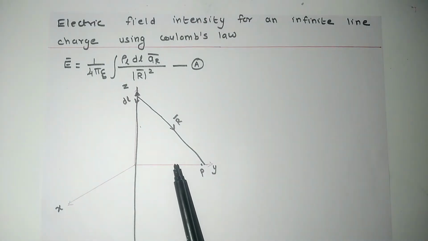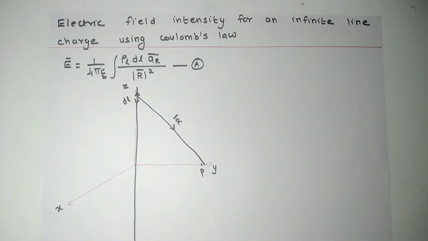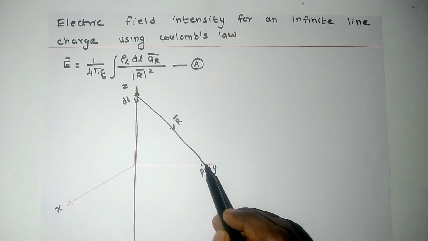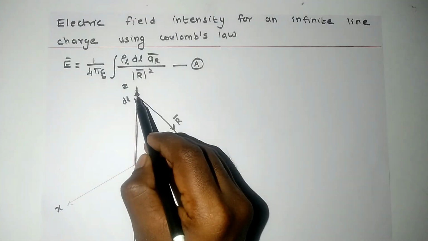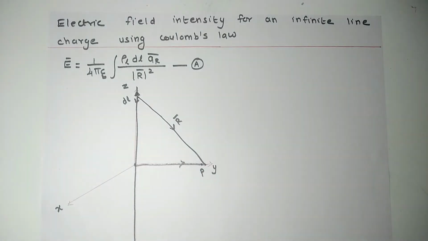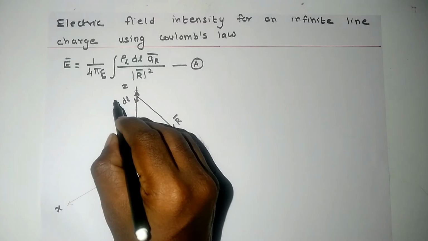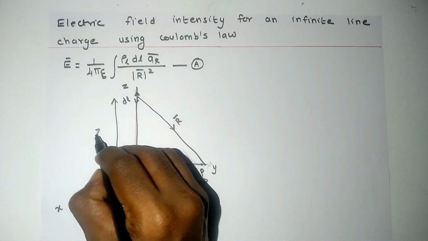Now from this diagram we are going to find out the value of dl, ar, R vector, and we are going to find out the electric field intensity for this line charge distribution. Now to find out the value of R vector, we have to find out the alternate path from dl to reach the point P. So one way of reaching P is directly from dl to this point P. Another way is we can reach from dl to the origin. From origin we can reach the point. Let us assume this distance is equal to a and this height is z.